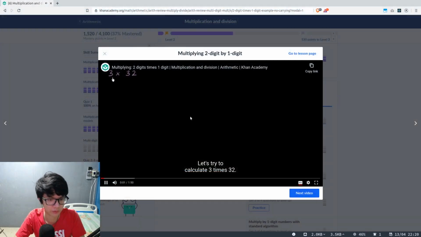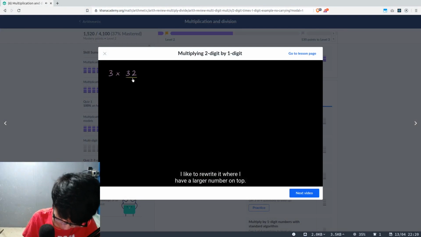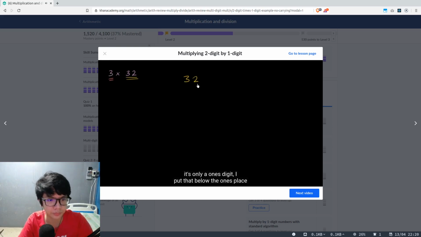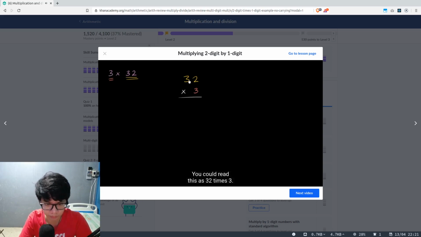Let's try to calculate 3 times 32. I like to rewrite it, and this is one way of doing it. I like to rewrite it where I have the larger number on top, so in this case it's 32, and I write the smaller number right below it, and since the smaller number is only 1 digit, a ones digit, I put that below the ones place on the larger number. So I'll put the 3 right over here. And of course, we can't forget our multiplication symbol. This is essentially a way of saying the same thing. You could read this as 32 times 3, but 32 times 3 is the exact same value as 3 times 32. It doesn't matter what order you multiply in.